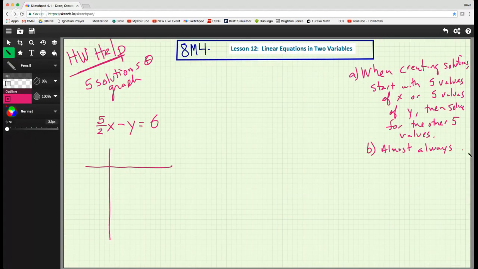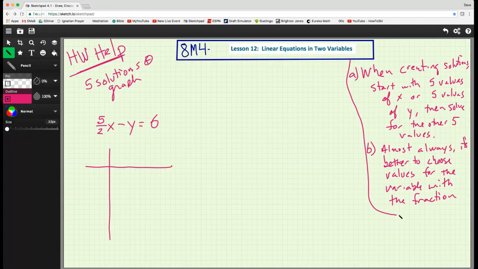And I can tell you, hint B is almost always, it's better to choose the values for the variable with the fraction. Okay, that's not always true, but it's almost always true.